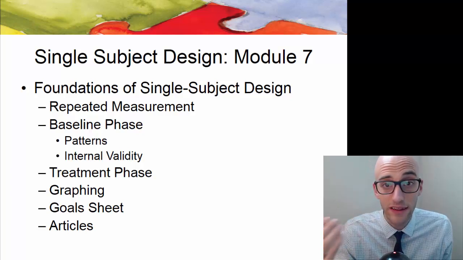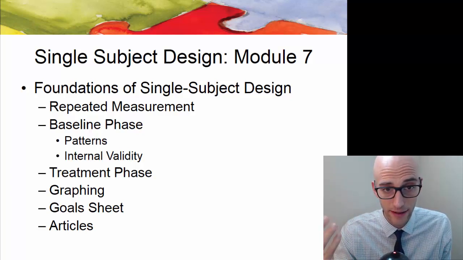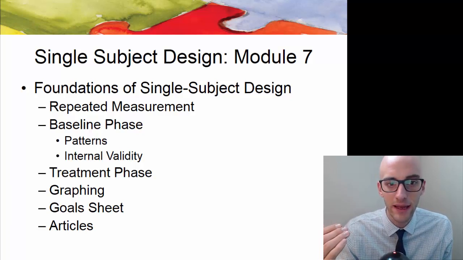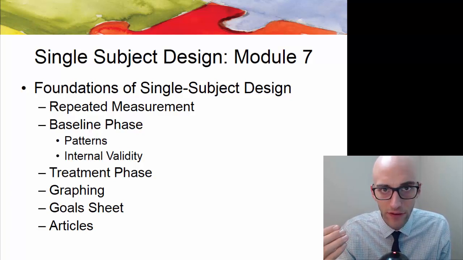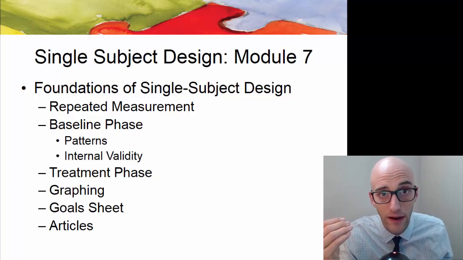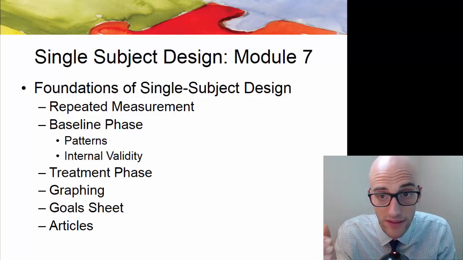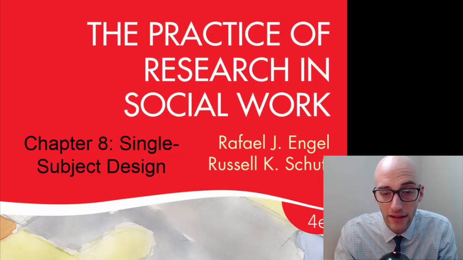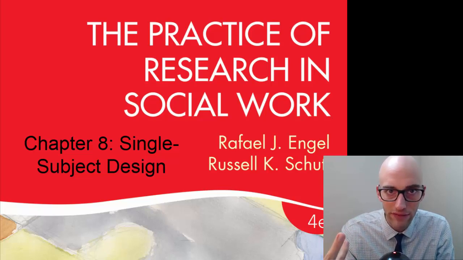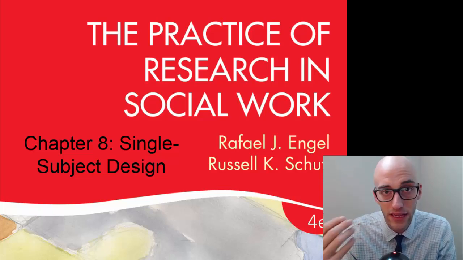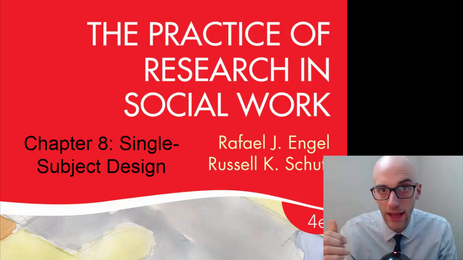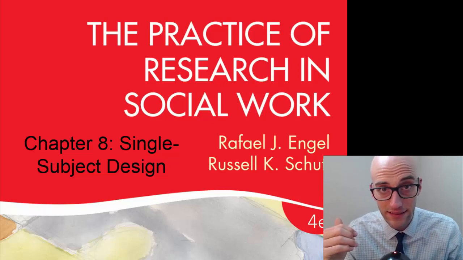For this module, I'm going to cover the foundations of single subject design, including repeated measures, baseline, treatment phase, and then we're going to be kind of interspersing some information about graphing. And I'm hoping to give you a real example of a goals table here. And I'll post an article to the website as well. So Chapter 8 of Engel and Schutt covers single subject design. And again, this is kind of like an abbreviated version of everything that single subject design is. But I'm hoping that this will give you a good overview of what to expect and an overall idea of what single subject design actually is.